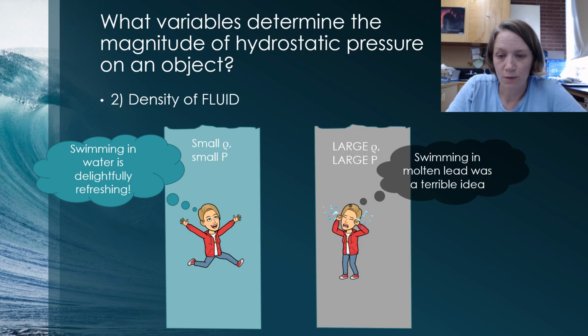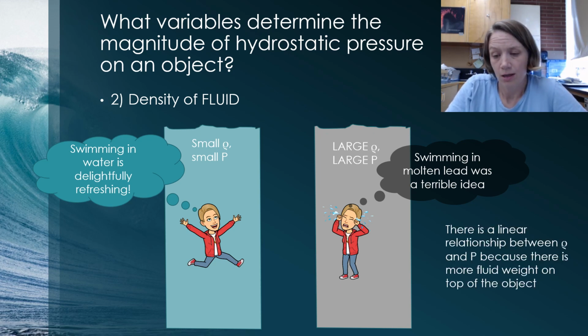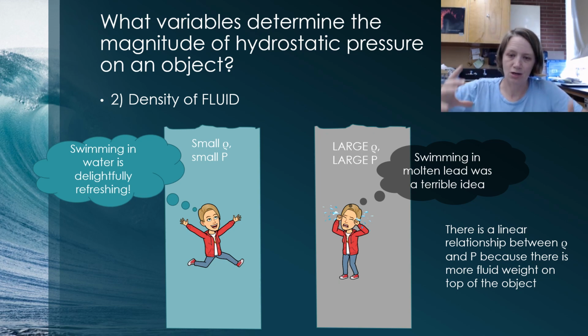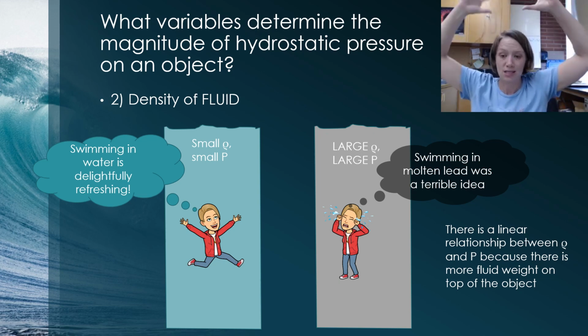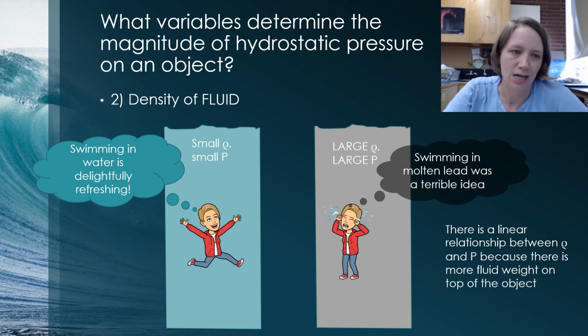If you tried to go swimming in, for example, liquid mercury or molten lead, for a variety of reasons, it would hurt. But one of those reasons is because the higher the density of the fluid, the more pressure you're going to feel as well. There's a linear relationship between density and pressure because obviously there's more mass above you if you have a higher density fluid.